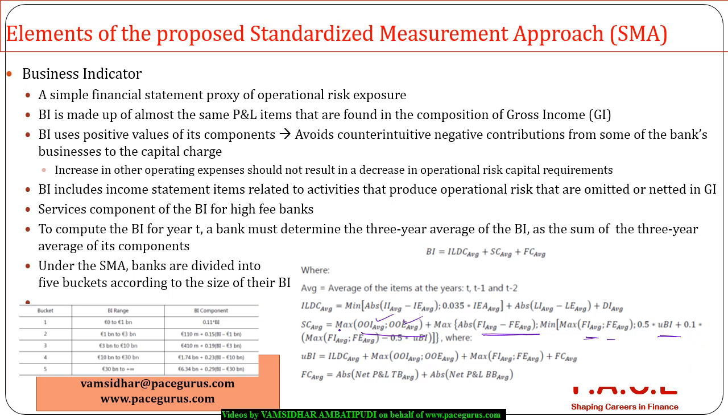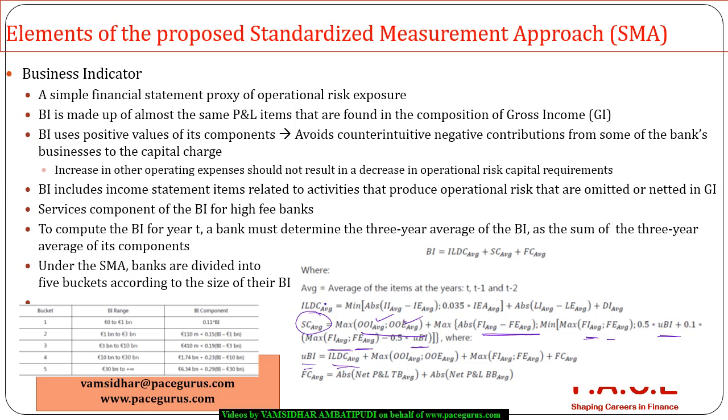So this is a formula: 0.1 times maximum of, I'm also taking again, the fee income and the fee expense average minus 0.5 times unadjusted business indicator. So I'm doing an unadjusted business indicator, and based on that I'm computing the service component. So the unadjusted business indicator is coming based on this.